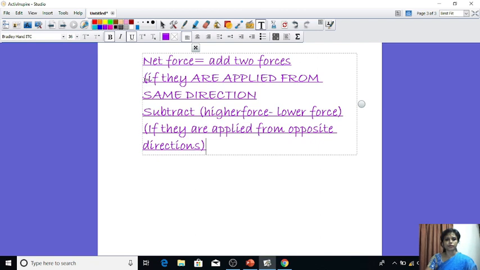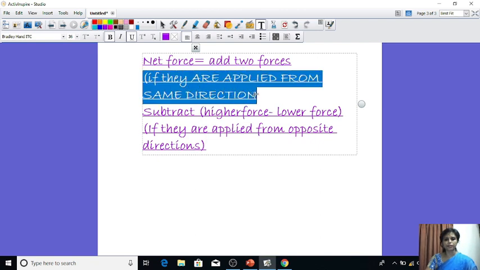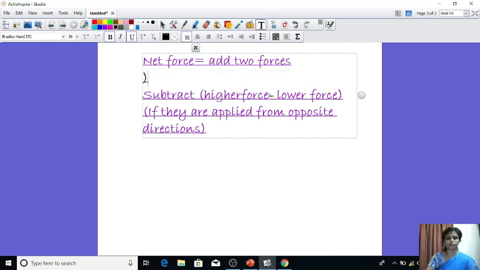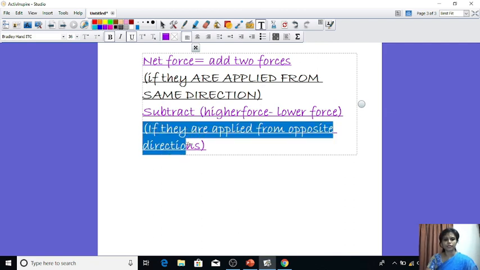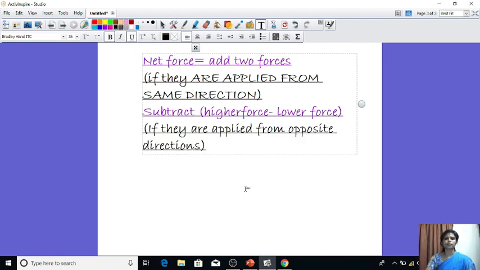Okay. If they are applied from the same direction, then they will be simply added, right? Whereas we subtract the higher force minus the lower force if they are applied from the opposite direction, right? So that is about net force.